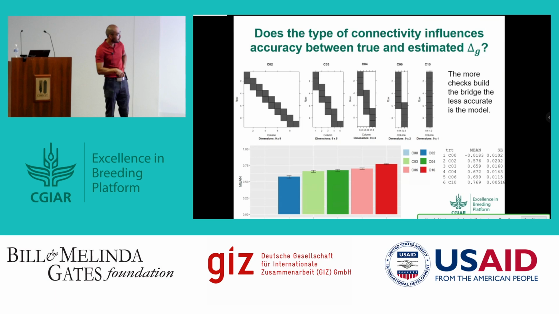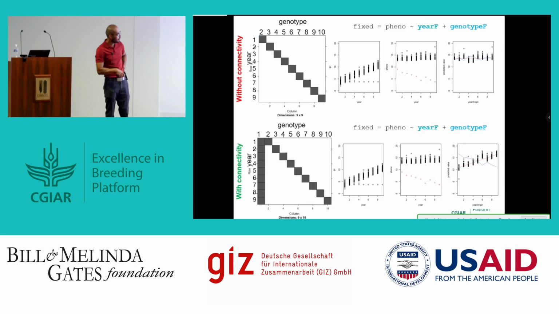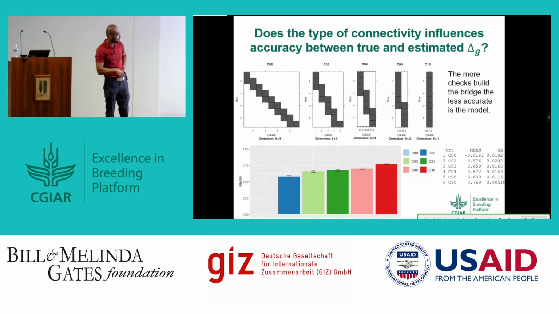So then the question came like, does the type of connectivity influence the accuracy of this genetic gain estimate? Because here it looks nice. You have a genotype that is just present across all years. That's always totally the perfect situation. But some of you expressed, I don't have that. I have some genotypes that are present for a couple of years, and then they disappear, and then a new one replaces its place, blah, blah, blah, etc. And that was really good feedback.